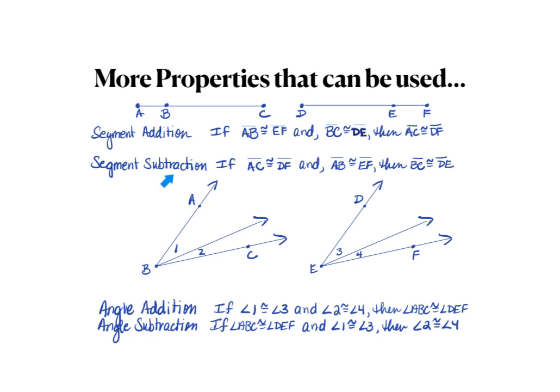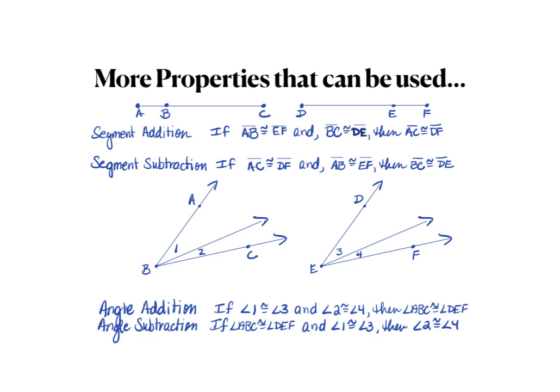Segment subtraction can also be used if you have whole segments that are congruent and a part of them that's also congruent. You know what remains will be congruent as well. So here's an example. If AC is congruent to DF, this entire segment congruent to this entire segment, and AB is congruent to EF, then you would know that BC, what remains, is congruent to DE. This also works for angles.